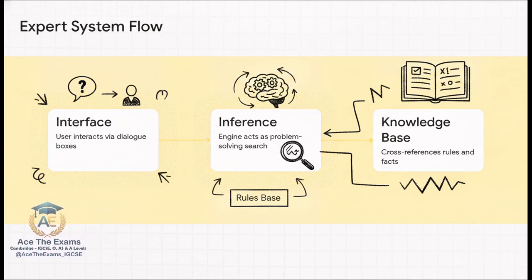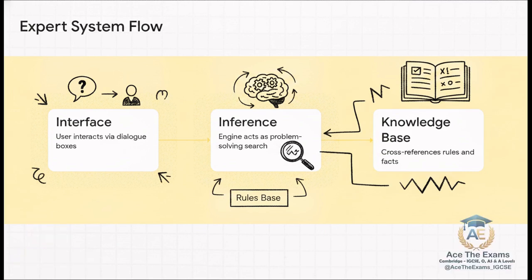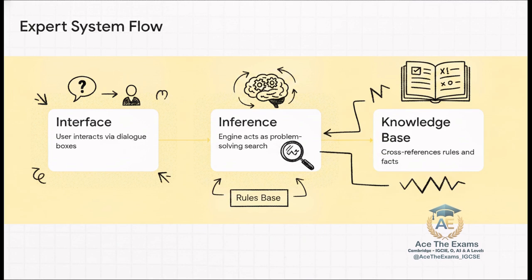Where does it look? It looks in the knowledge base, which is like a massive library, a repository of stored facts and data points provided by human experts. But it doesn't just blindly match words. It applies the rules base, which is a strict set of logical inference rules, to draw accurate conclusions from those facts. Define the inference engine, knowledge base, and rules base accurately, and you're securing maximum points.